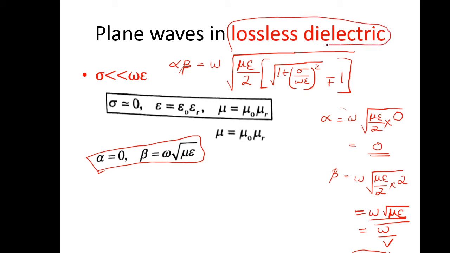In the normal case, we can't equate like this. But in case of lossless dielectric, when sigma is equal to 0, when conductivity is equal to 0, alpha attenuation will be equal to 0. Why is attenuation happening? Attenuation means power loss of the electromagnetic wave. So attenuation happens because the dielectric is not perfect or there is some loss in the dielectric. If it is completely lossless, that means attenuation will be 0. There will be no attenuation if the wave propagates in a lossless dielectric. Then beta, the phase constant, is equal to omega square root of mu epsilon. Mu value is mu naught mu r and epsilon value will be epsilon naught epsilon r.